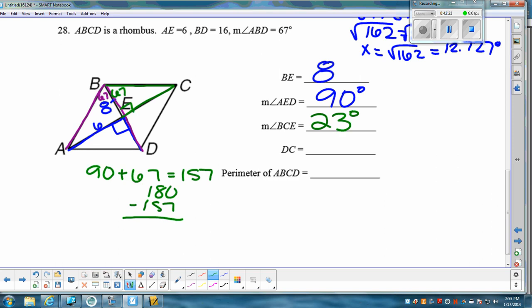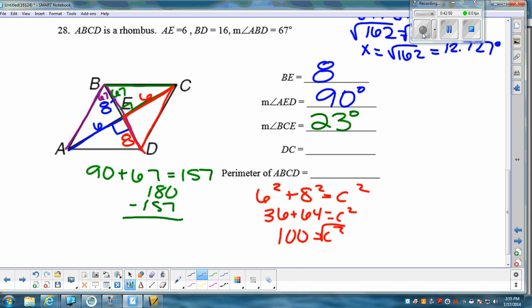To figure out DC, I'm going to use this right triangle right here. I know that ED is 8, I know that EC is 6, so I can use Pythagorean Theorem to find DC. 6 squared plus 8 squared equals C squared. 36 plus 64 equals C squared, so 100 equals C squared, and I take the square root of that. I get C is 10. Since this is a rhombus, all of my sides are going to be 10, which makes my perimeter 40.